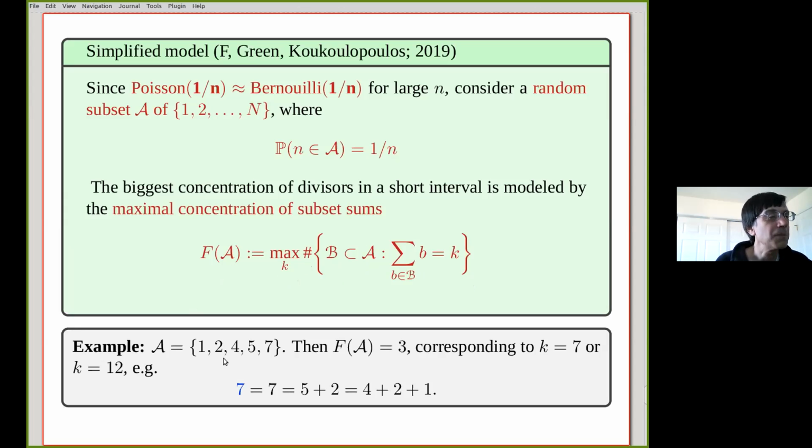Let me give an example, if that was a little too fast. We take the set 1, 2, 4, 5, 7. Let's say those are chosen to be in our set. Then f of A will be 3, because there are two numbers, 7 and 12, each of which has 3 representations as a subset sum from A. 7 is either 7, 5 plus 2, or 4 plus 2 plus 1. So this would have a concentration value of 3.